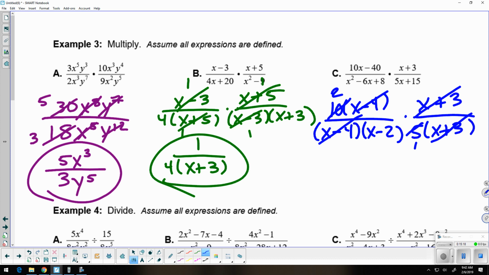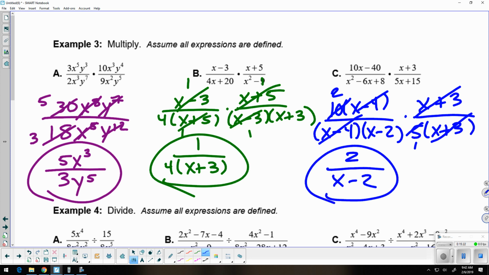So what do we have left? On top is 2, on bottom is x minus 2. And that'd be it. And again, those 2's do not reduce down, so you can't cancel down the 2 over 2.